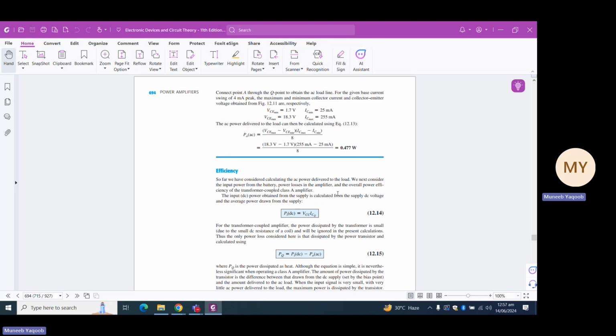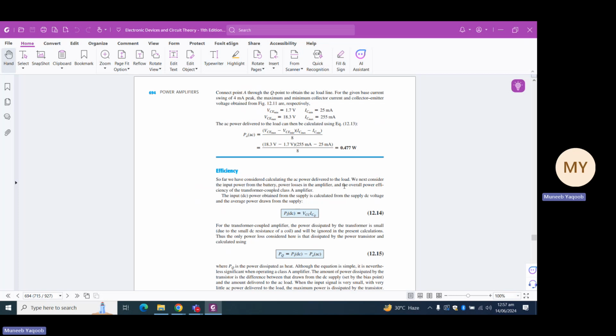And after calculations, we basically got PAC equal to 0.477 watt. Now you can see that this power is a bit better as compared to the previous powers that we calculated earlier in our lecture, which was about the series fed class A power amplifier.